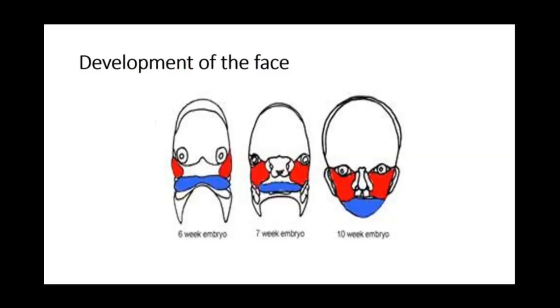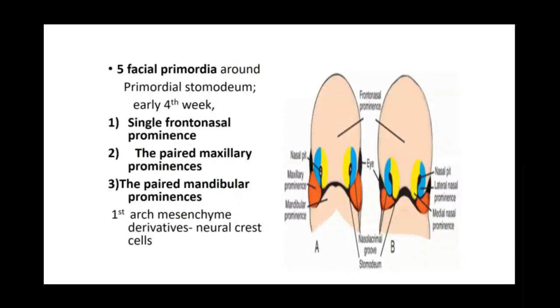This picture that you see is just showing you how the development of the face takes place. Initially, these are the sites, or you can say the points, where this development starts. Then gradually they increase in size, they move their position, and then ultimately what you get is this position, and then the 10th week embryo or the final position, which is then gradually going to shift to its original place.